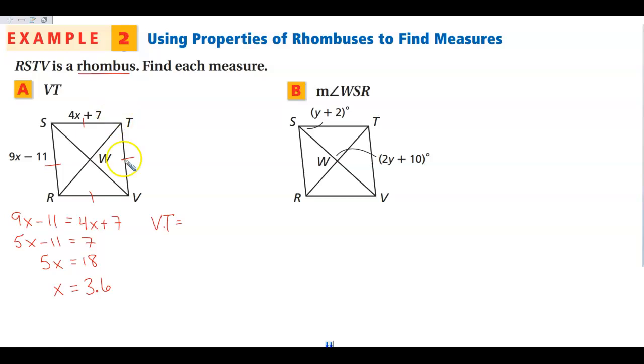All right, it's the same length as any one of these. So does it matter which one I plug it into? Okay, no, it does not. All right, because all four are the same, so I can choose any of the expressions to plug it into. I'm just going to use ST, so it really doesn't matter. So VT is going to be 4 times 3.6 plus 7, which makes VT 21.4.